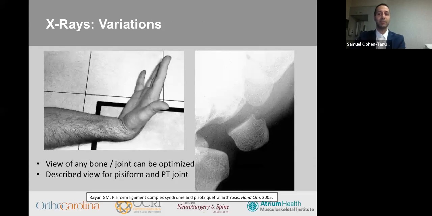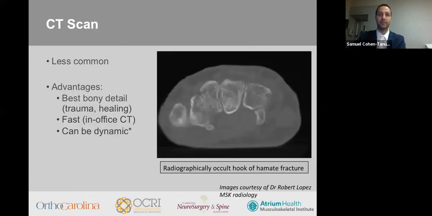Here's another example of using a specific position to optimize the visualization of a particular bone and joint. In this case, the pisiform and pisiform-triquetrum joint. You could do this for any bone or joint in the hand, since you can move the hand in any position, so it's kind of nice.